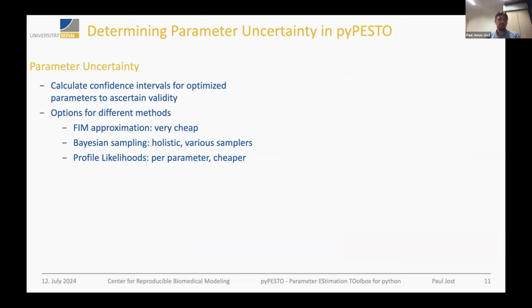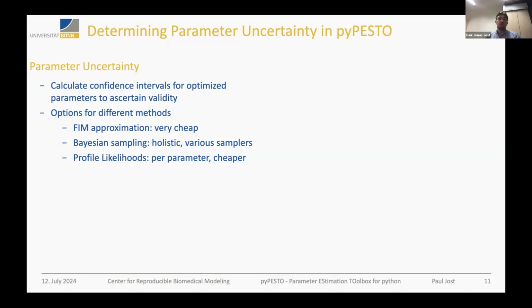You've got a multitude of options here supported by pyPESTO. The first one is the Fisher information approximation. You assume that your objective function landscape is normally distributed around your optimal point, and then you can estimate the distribution of the confidence interval by approximating it with the Fisher information or the Hessian, depending on what you provide.